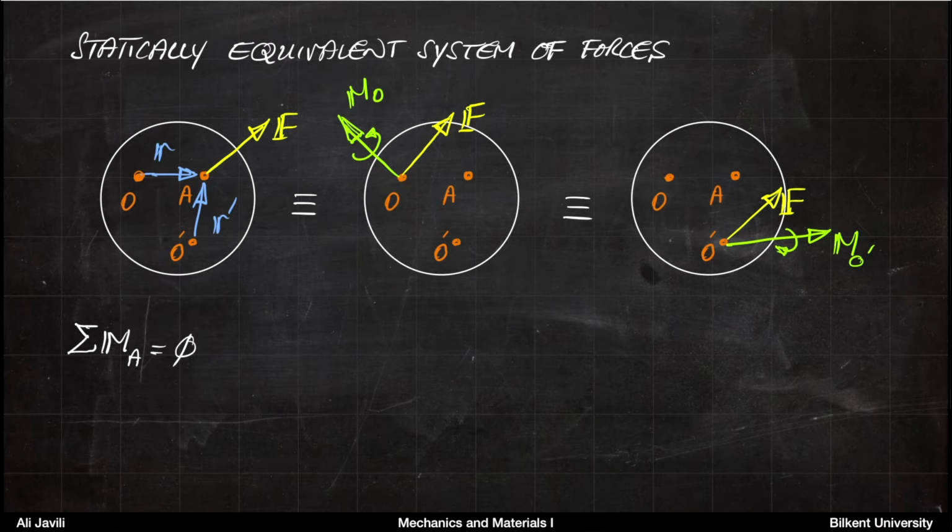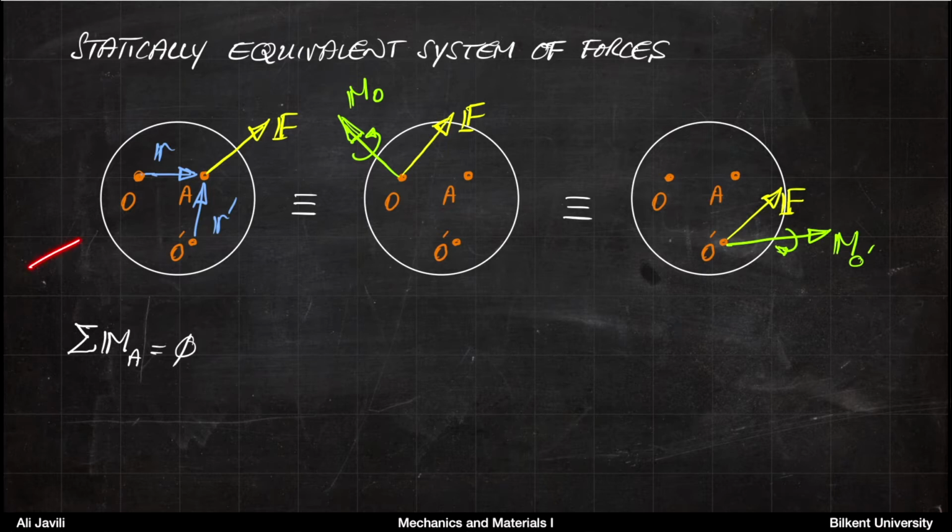Now in this example, we assume that these three pictures are statically equivalent. You can basically see that the force in each of them is exactly the same force, so the same magnitude, the same direction. So the resultant force in all of these pictures is just the force F. They are equal. So in terms of the force F, they are identical. Now, how about the moment? We want to study that.